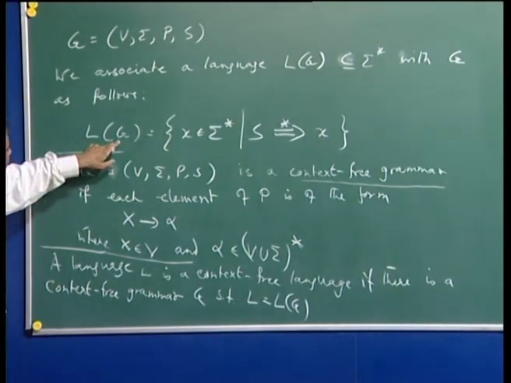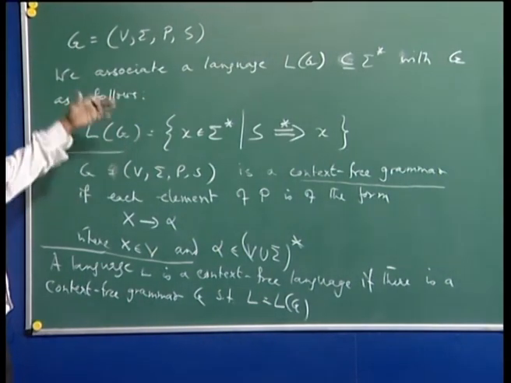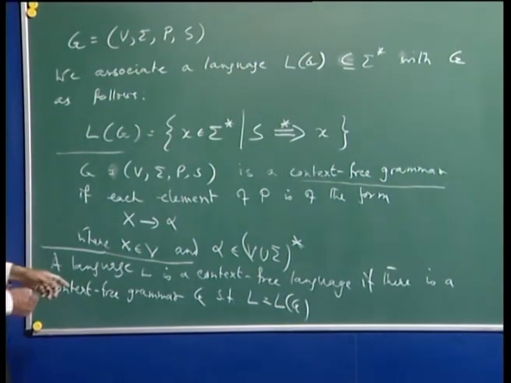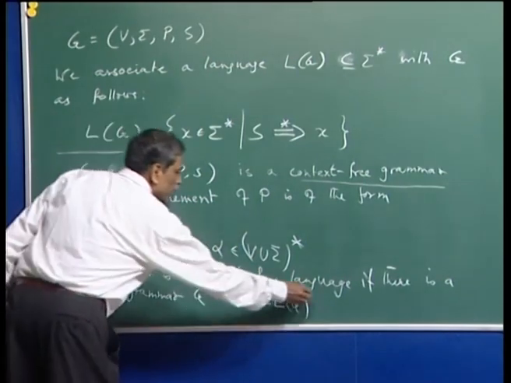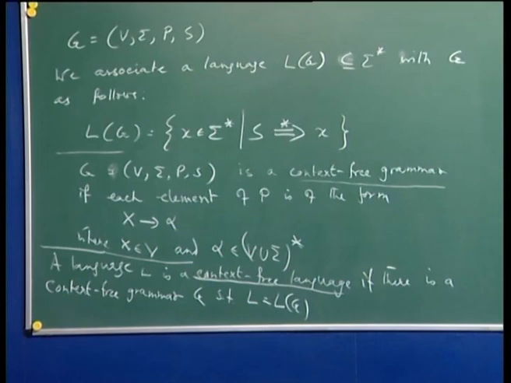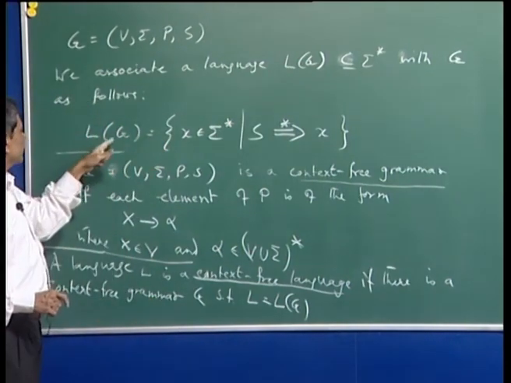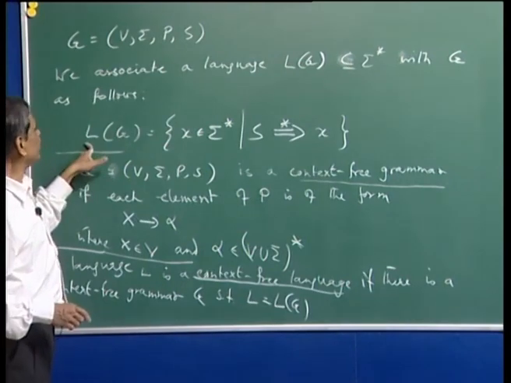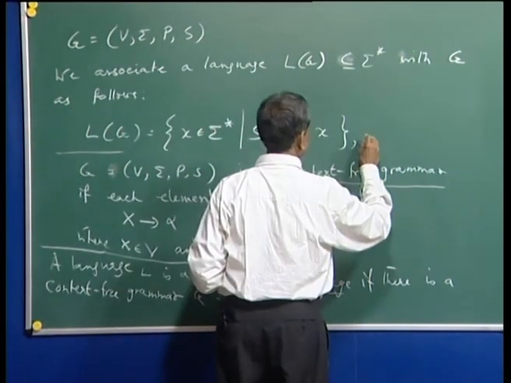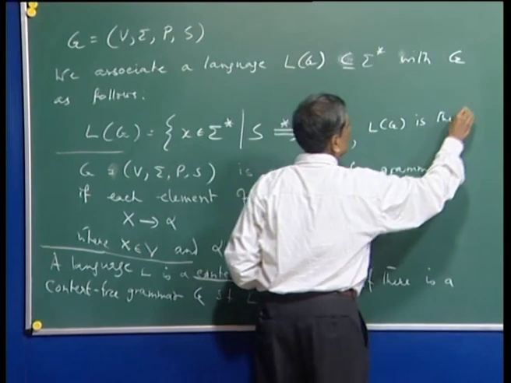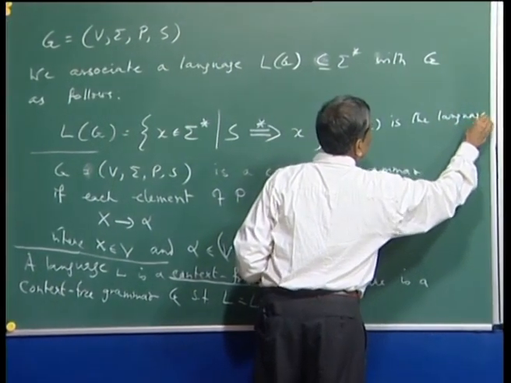You know the meaning of L(G) given G. L(G) is the set of all terminal strings you can derive from the start symbol of that grammar. And what you are saying is that a language is a context free language if you can find a context free grammar G such that this language is the associated language with that grammar. We also say that this L(G) is the language generated by the grammar G.